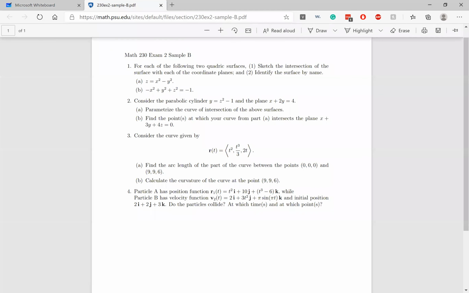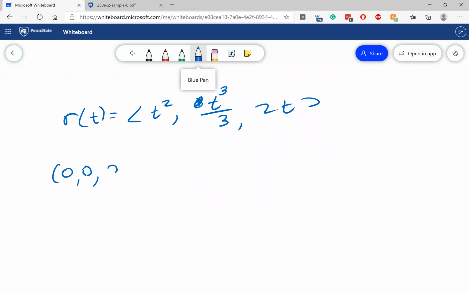And we want to find the arc length of the part of the curve between the point 0, 0, 0 and 9, 9, 6. So the first thing that we need to figure out is what t's give you this. So if you have 0 over here, the first one would probably be 0. So t is equal to 0, and then the other one would be 3. Okay, so now that we have that, we can find the arc length.